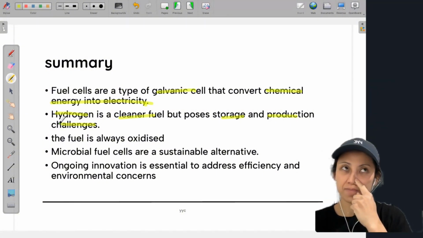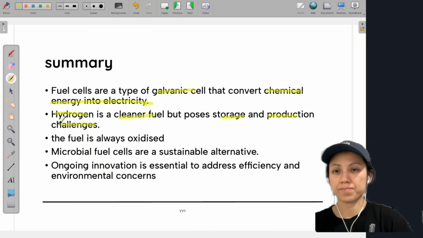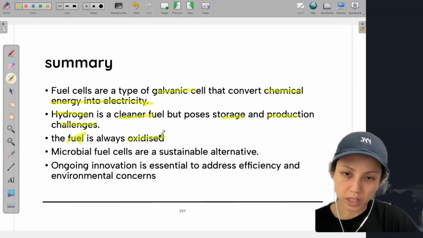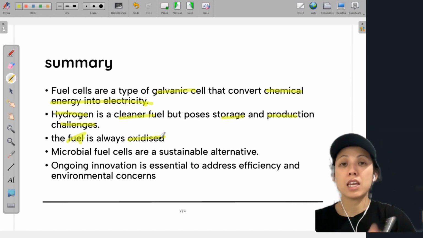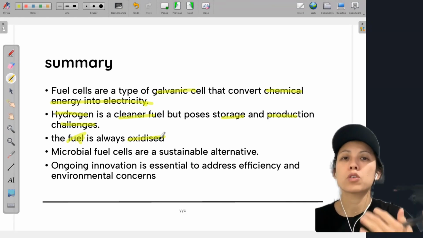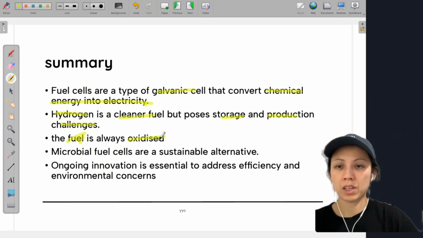The storage component sometimes makes me nervous because hydrogen is so flammable. It's so light, and so any container that carries it has to be so airtight. In a fuel cell, the fuel is always oxidized. If it's hydrogen, you can go to the electrochemical series and find the half equation. If it's a more complex fuel like methanol, you have to use your skills of being able to balance half equations in order to find the equation.